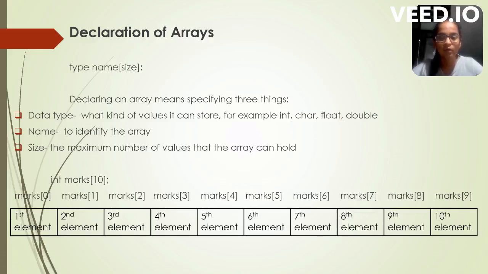This is how the memory locations will be placed in a one-dimensional array. Whenever we are reading in a program, the first element will be read from zero, so if the array size is 10, whenever we read from 0, it ends at the n minus 1 condition.